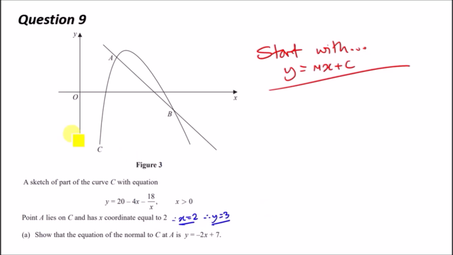So let's have a look. It states that we've got a sketch of part of the curve C with the given equation. Now it says that the point A lies on C, so here's point A, and it's intersecting with the curve, and B is also intersecting.